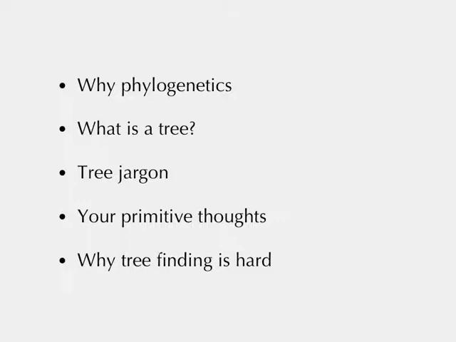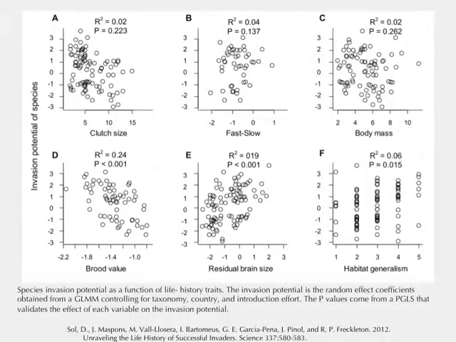So the first part we're going to do is go through a series of studies that use phylogenies and show why they're bothering to do it. What's the value added? Okay. So here's a study looking at species invasion in functional life history traits, right? So why are the subspecies invasive? It could be because they are grainier than others, it could be because they're generalists, it could be because they have a bigger body mass, right?